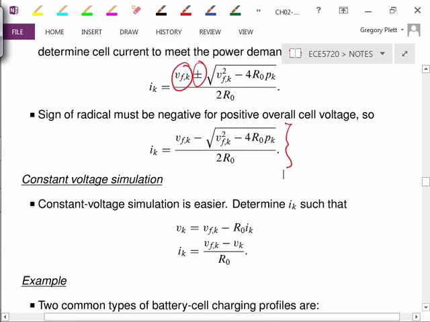Now sometimes we also would like to be able to simulate a constant voltage. In other words, we have to solve for the battery pack current that will result in a desired terminal voltage. So we want to solve for the I that causes V to be equal to Vf minus I R0, and V is given. So we simply rearrange and say I equals Vfk, the fixed part, minus the desired voltage, Vk, divided by R0.